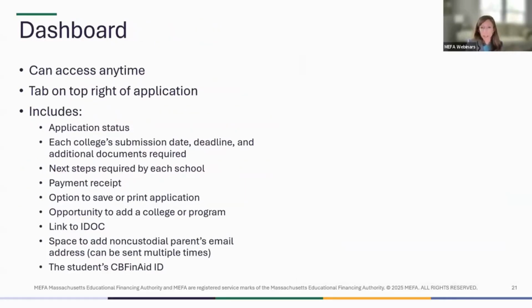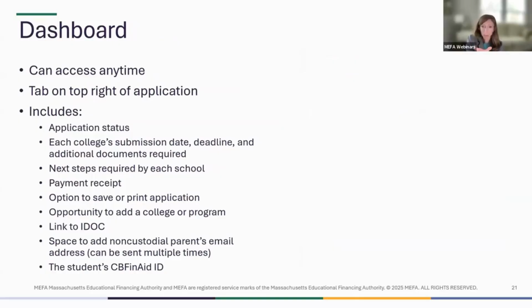On the profile, there's something called the dashboard, and this is really your home base. You can access this at any time. It's going to be a tab at the top of your application, and this is going to include some great information for you as a family. It's going to be your application status at every school. So every school is going to be listed.